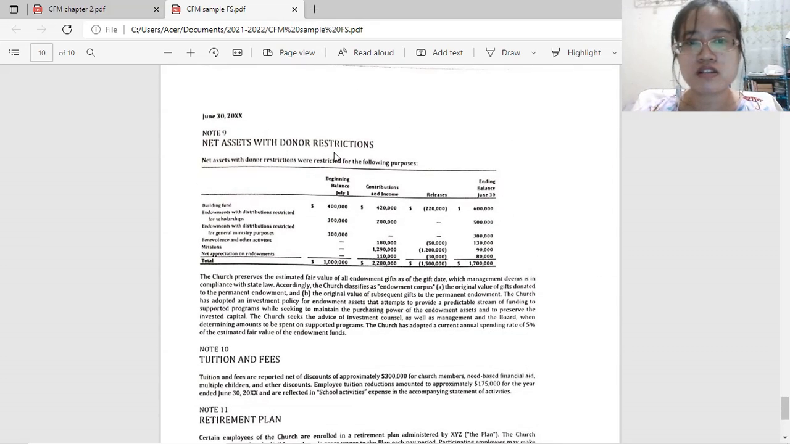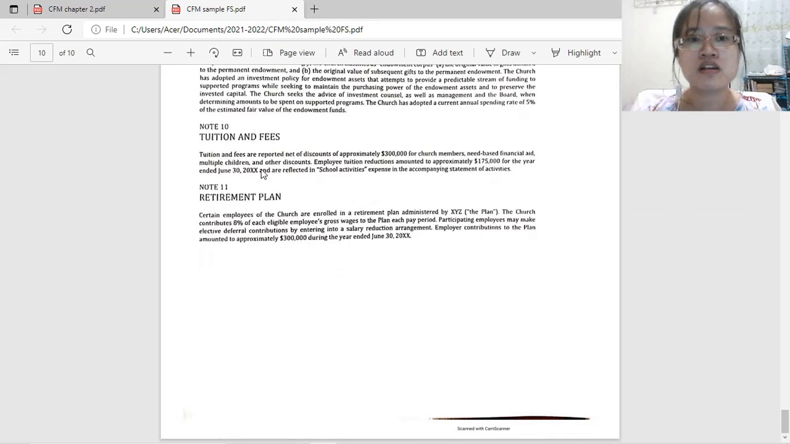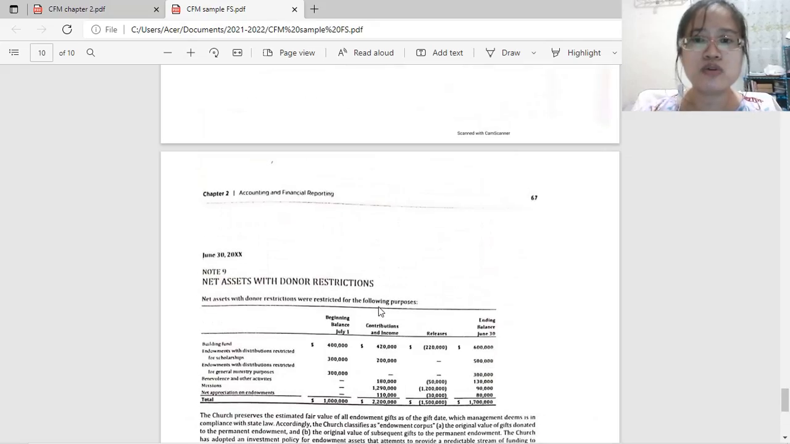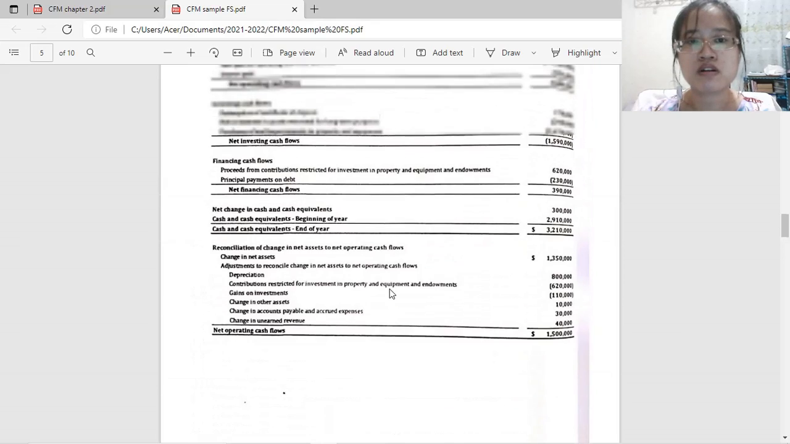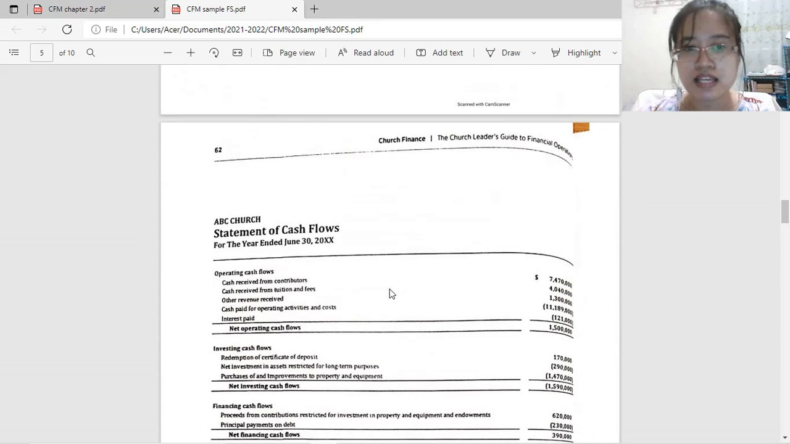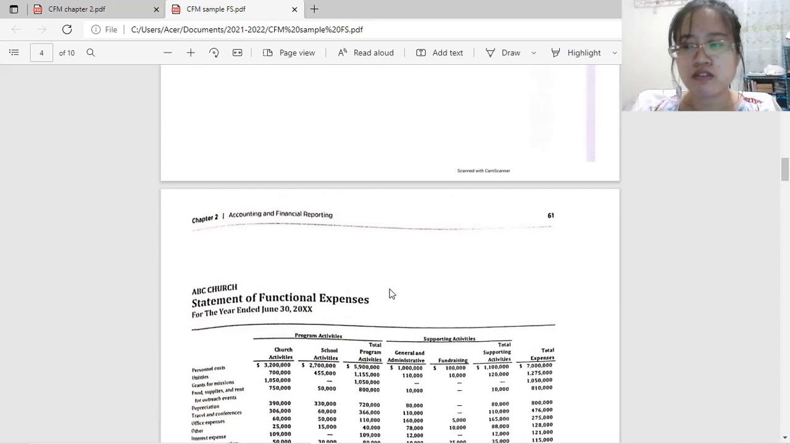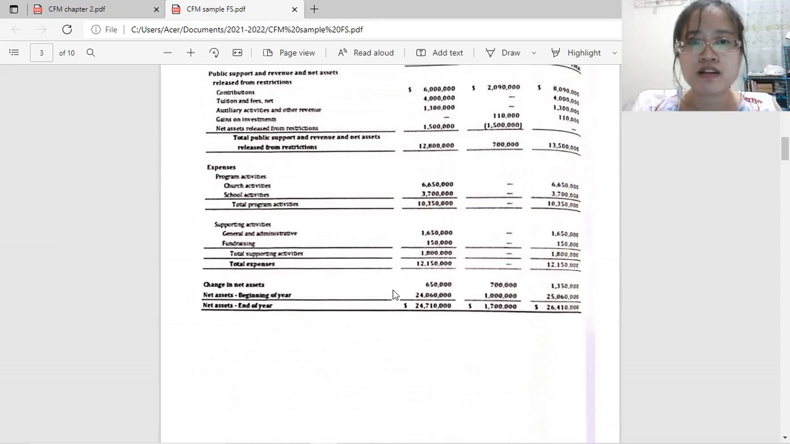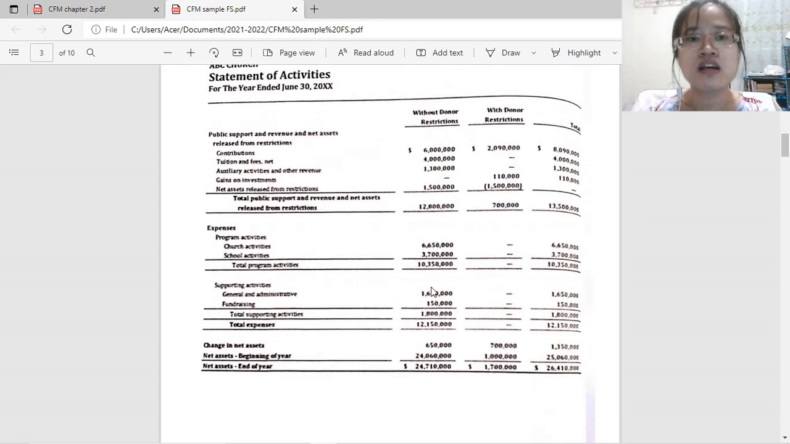And then you have your net assets with donor restrictions. This can also include what the restrictions are. And then other items, tuition, retirement plan. All right, so that's it. Essentially, the notes would explain further the contents of the first four components of the financial statements. I'm unable to give certain situations now, but maybe later I would add more, maybe when we do an activity with regards to financial statements.